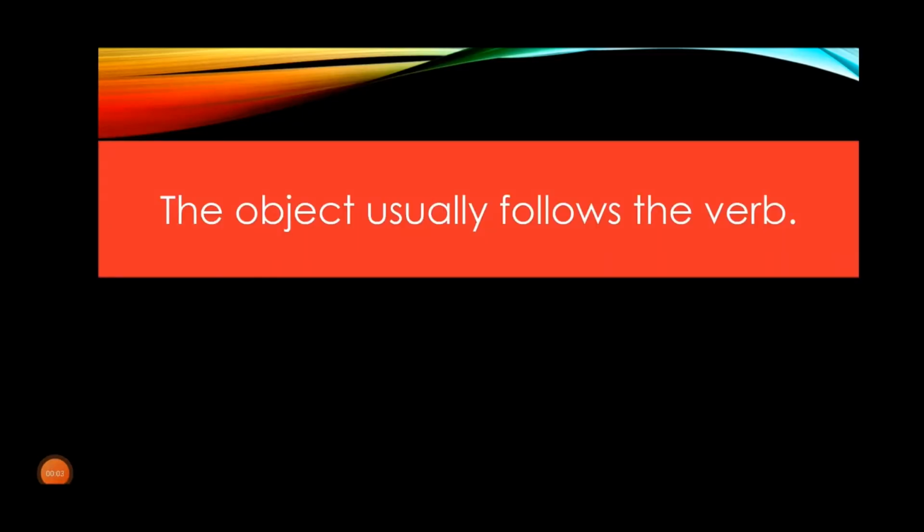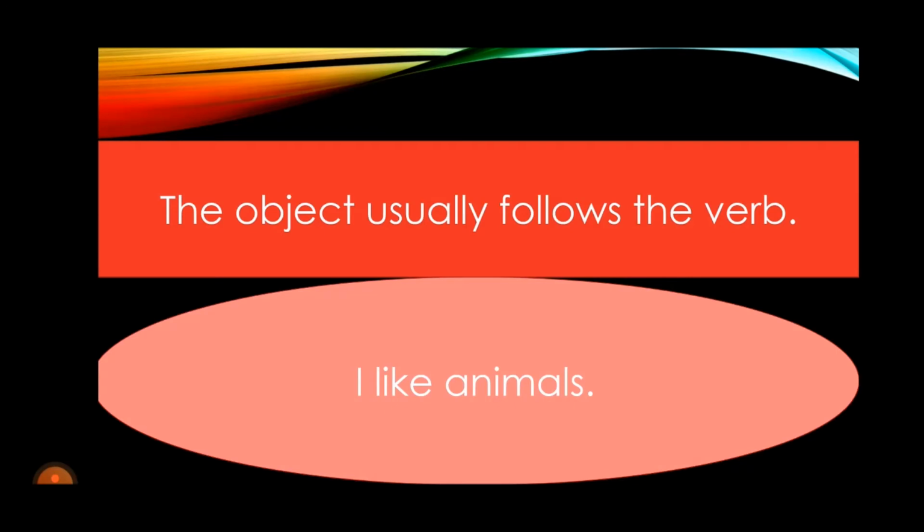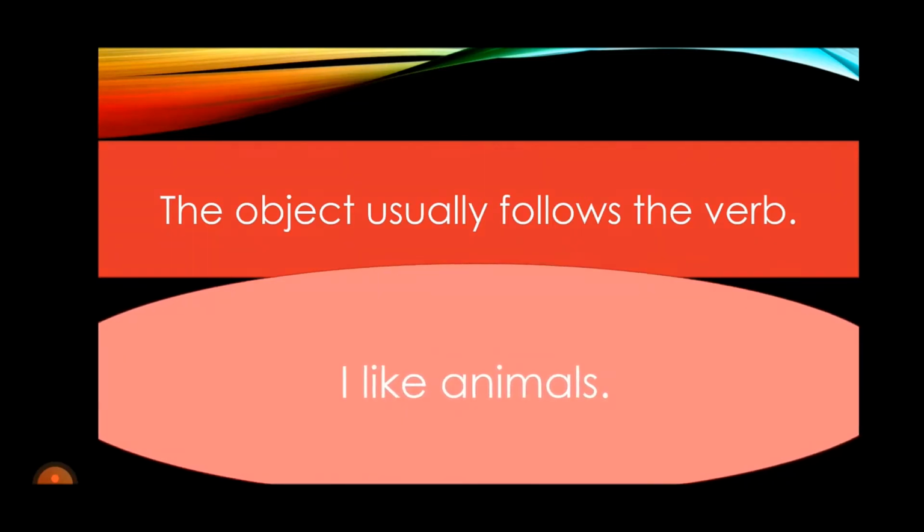Hello my dear students. Today we are going to continue the topic sequence words. The next rule is the object usually follows the verb. Here you see, I like animals. Animals is the object, and like is the verb. So the object is following the verb. That is what we should know here, my dear students. And now we'll move on to the next slide.